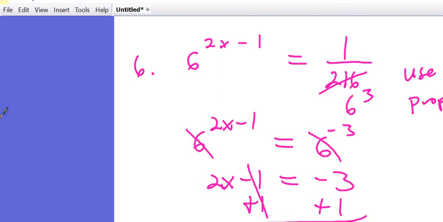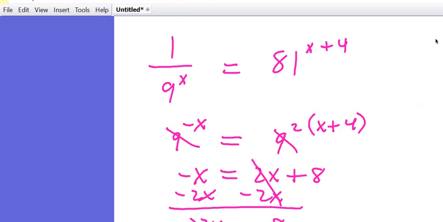See if we got another one. Okay, let me delete some of this so we can work it.